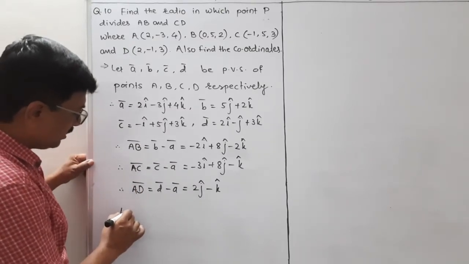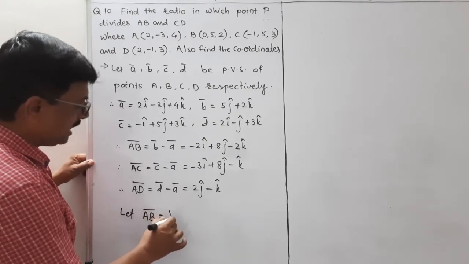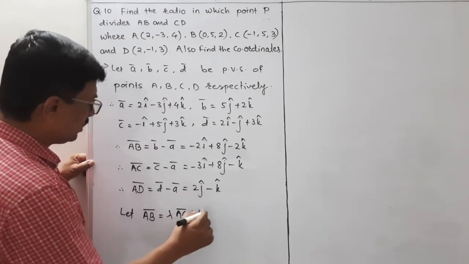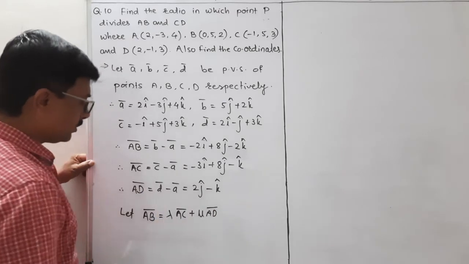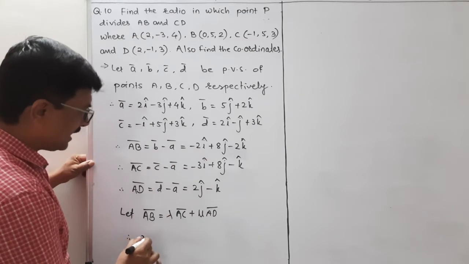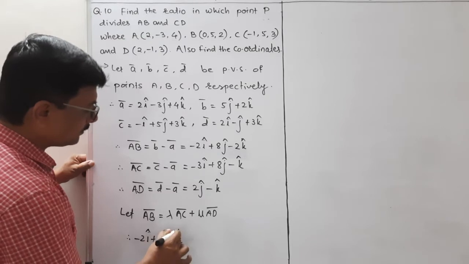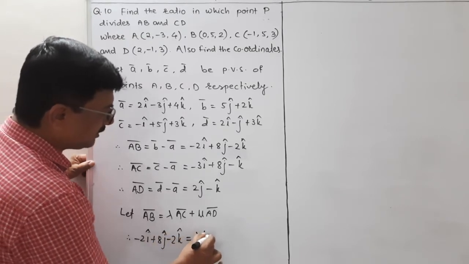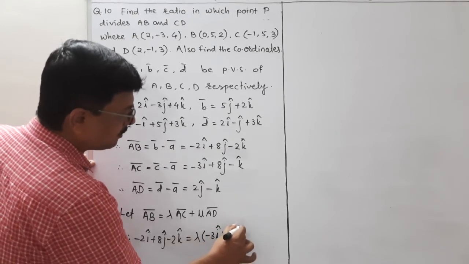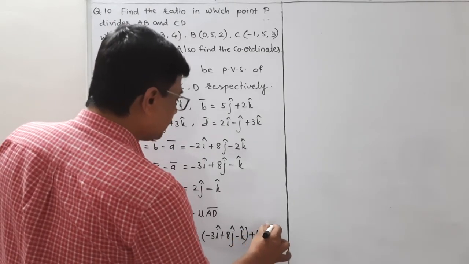Now let's consider, let AB vector is equal to some lambda into AC vector plus mu into AD vector. So therefore AB vector, minus 2i cap plus 8j cap minus 2k cap, is equal to lambda into AC vector, minus 3i cap plus 8j cap minus k cap, and plus mu into AD vector, 2j cap minus k cap.